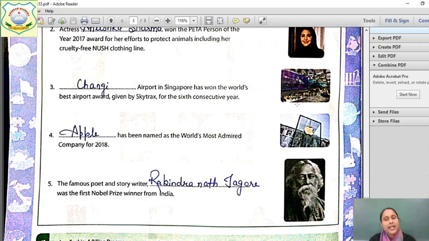Now, Dash has been named as the world's most admired company for 2018. Which company has been given the world's most admired award? It is Apple. Okay, it is Apple which has been given this award, world's most admired company award. Here in the picture you can see there is a picture of Apple.